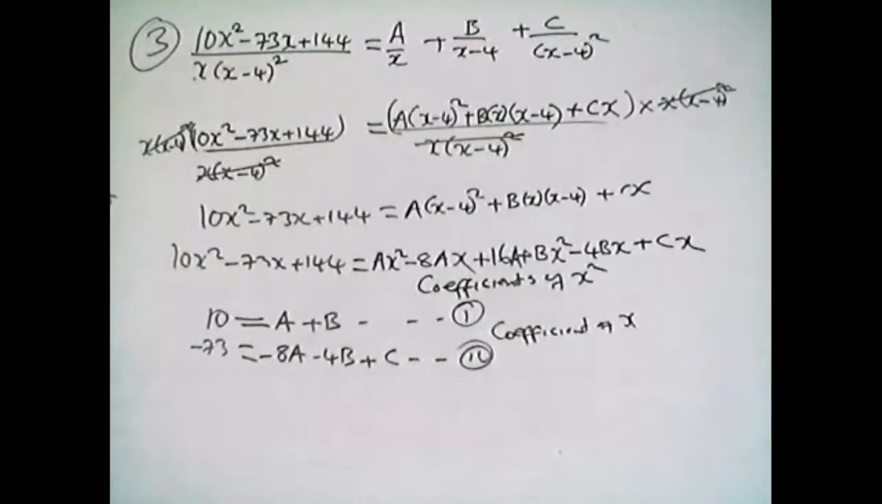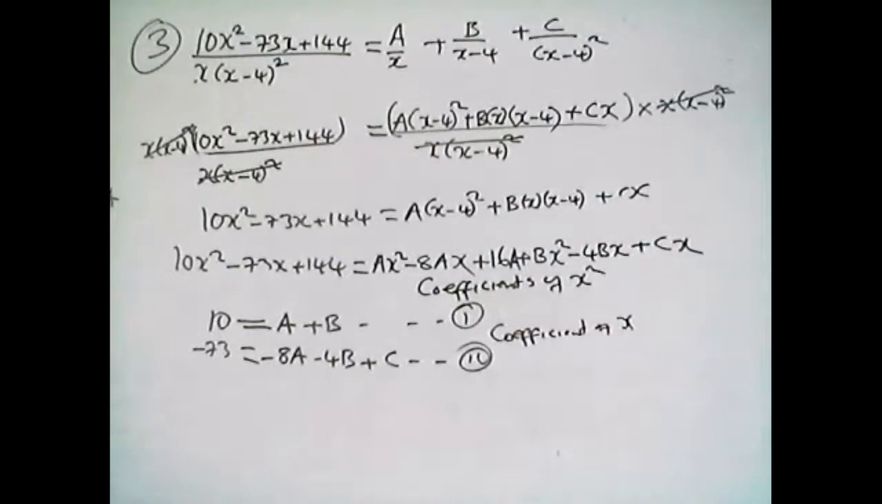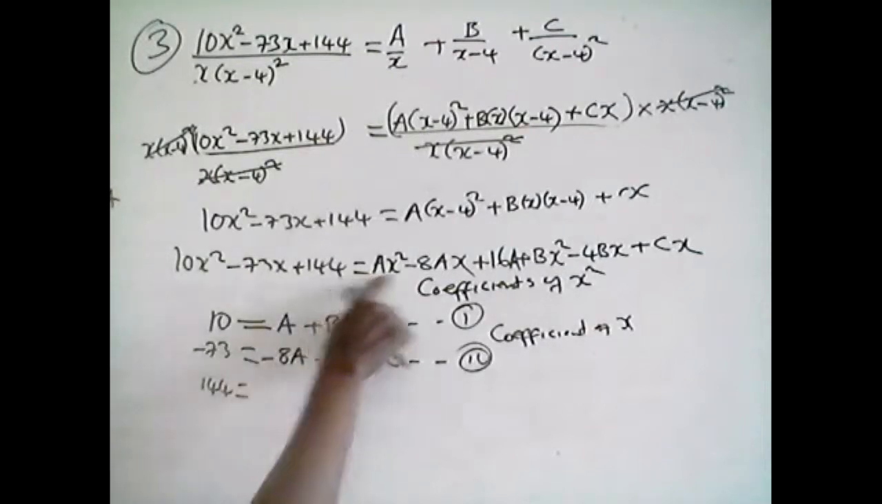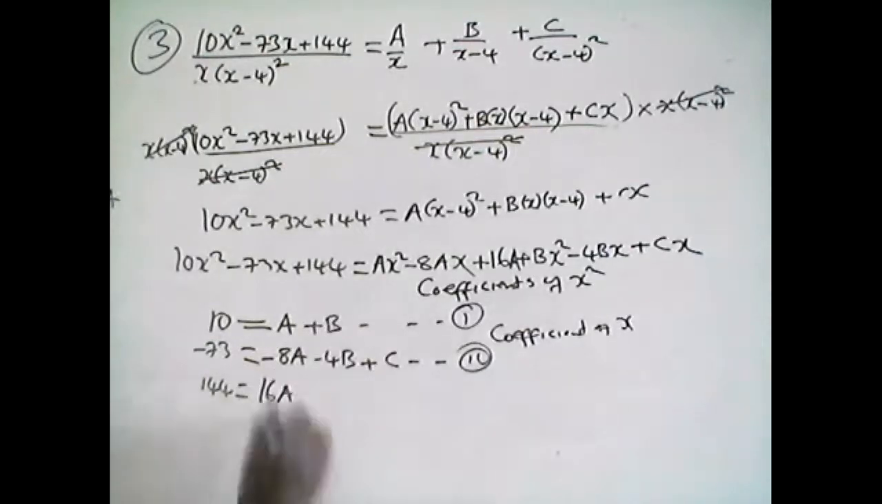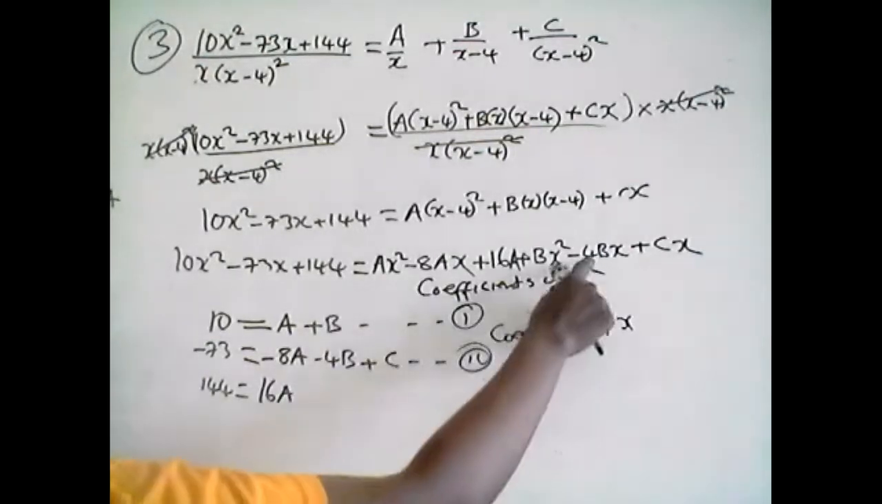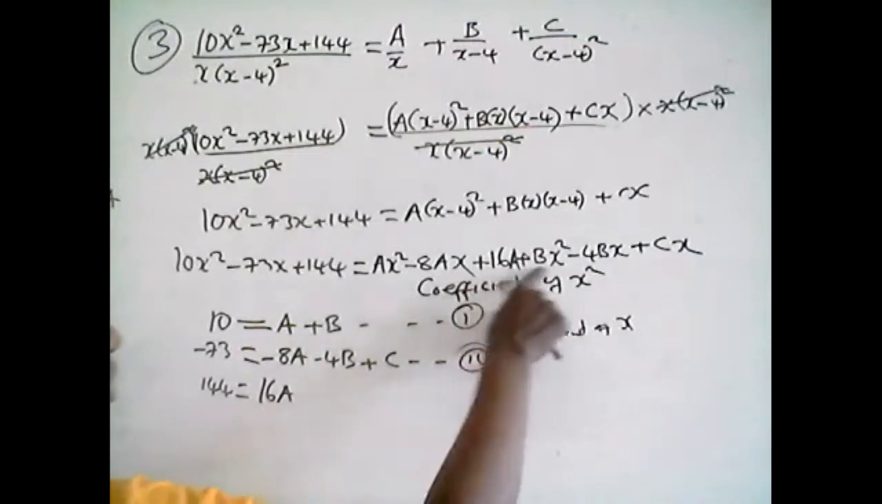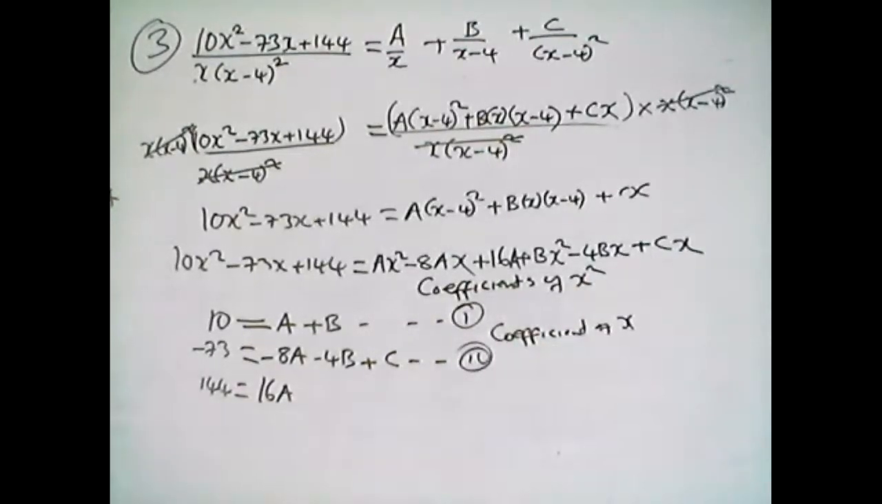Our third equation, we identify our constants on both sides. So here we have 144 as the constant. This side, 16a is the constant. And then the last one, which other constant do we have here? We don't have any, we only have 16a. So we divide on both sides.